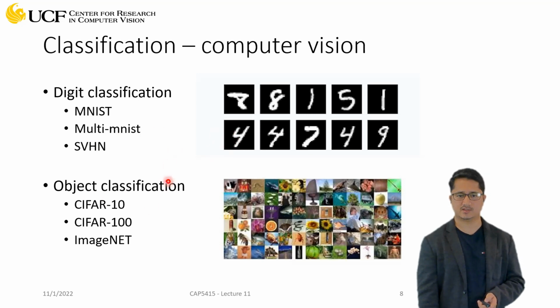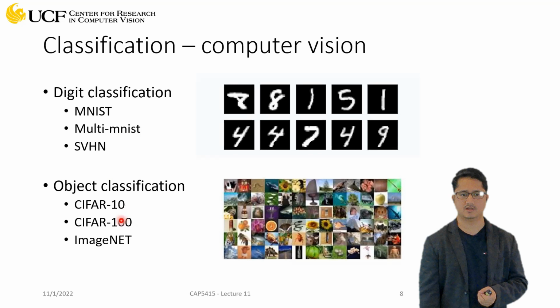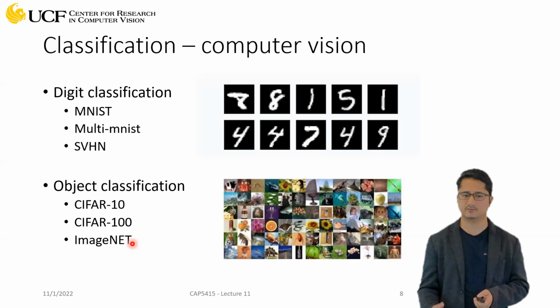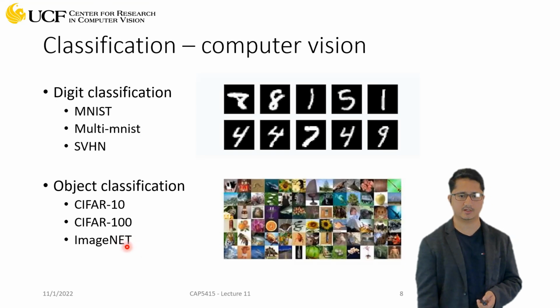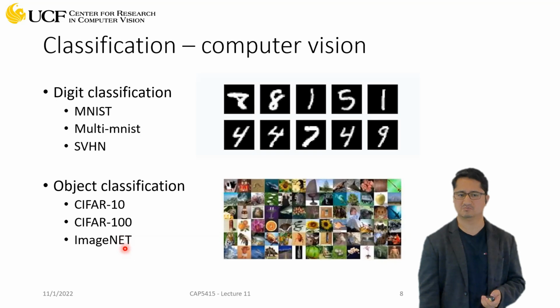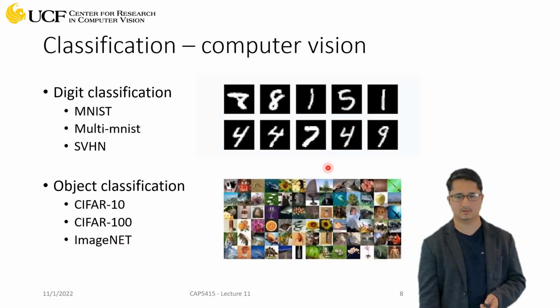Then we can have object classification. Again, we have several datasets here. We have CIFAR-10. It's called 10 because there are 10 different classes. Then we have an extended version of that, CIFAR-100, where we have 100 different object classes. And then, of course, we have ImageNet, where we have billions of images. There are different subsets of this. The standard one has 1,000 classes, so if you have to solve the classification problem on this dataset, it will be a 1,000-class classifier.